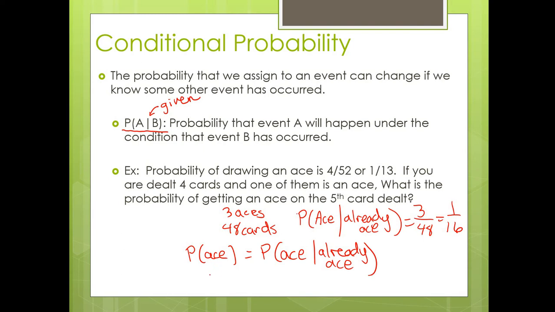So if we check these probabilities, 1/13 equals 1/16, that is not true, so not independent. And hopefully it's obvious that if you have a deck of cards that only has 4 aces and you already have one of the aces, the probabilities are going to change.